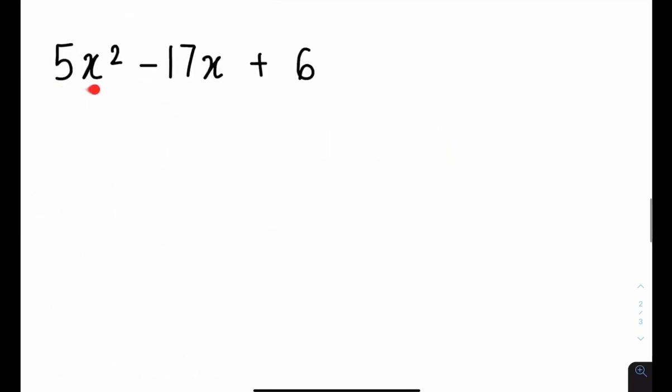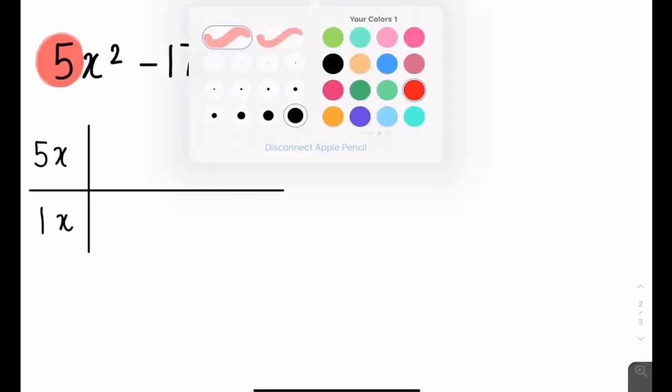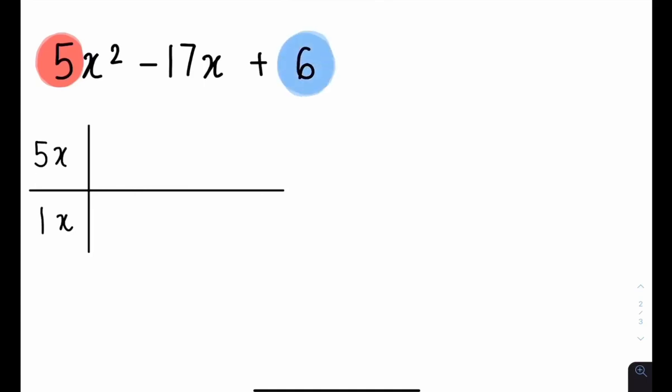Now we have 5x squared minus 17x plus 6. Again, start by drawing your table. Then look at your coefficient, which in this case is a 5. What are your factors of 5? 5 and 1. And you place an x here and here, so that when you multiply 5x and 1x, you get the 5x squared that's here. Then look at your last term, which is a 6, and list the factors of this number, which are 6 and 1, 1 and 6, 2 and 3, and 3 and 2.